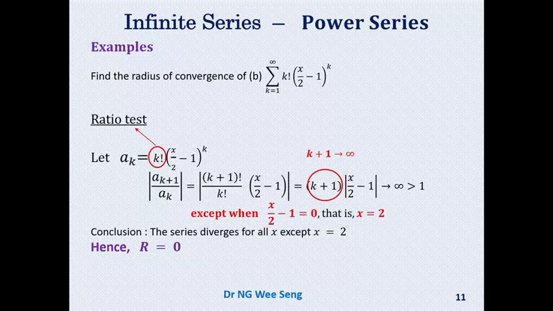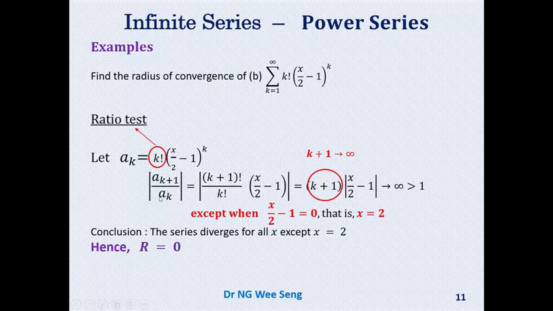Let's look at example B. This time we use the ratio test. And the reason is obvious. The presence of this term, k factorial, tells us that the ratio test is a more sensible choice. So that's the rule of thumb. Whenever there is a factorial term, the ratio test is preferred to the root test.